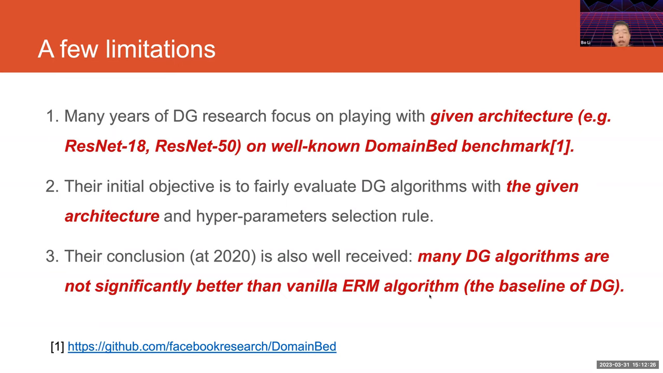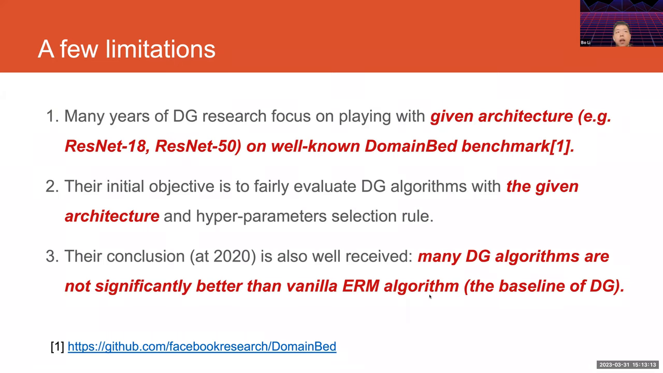I need to state that for now we find there are a few limitations of the previous algorithms. It's because many years of DG research focused on playing with a given architecture, for example ResNet 18 and ResNet 50, on the well-known DomainBed benchmark. But the initial objective of DomainBed is to fairly evaluate DG algorithms with a given architecture. So it limited the usage of the architecture and the hyperparameter selection. They hope to fairly evaluate all kinds of DG algorithms.